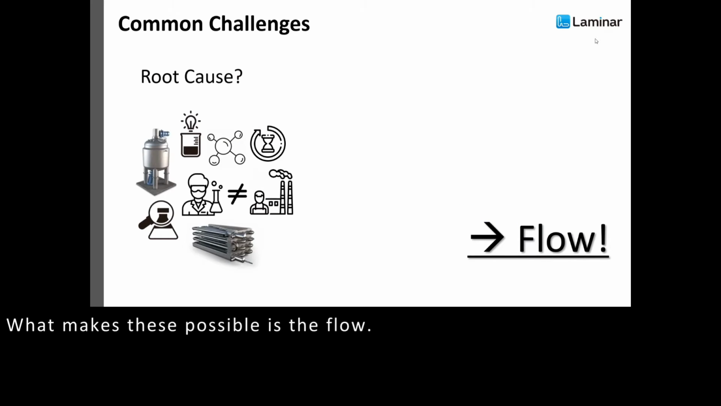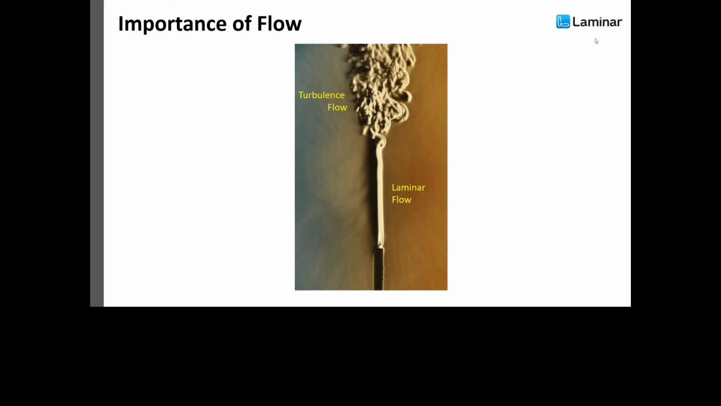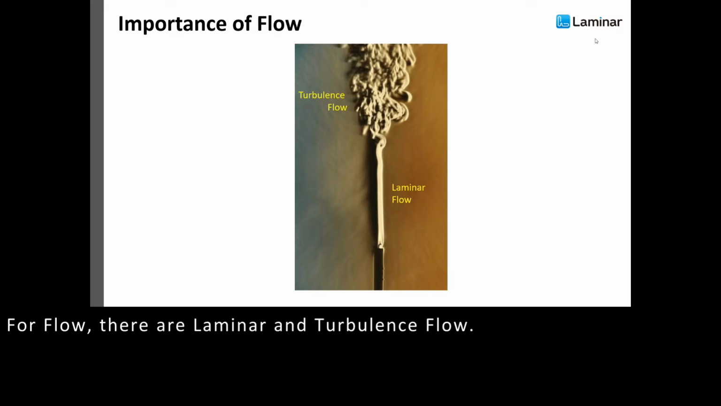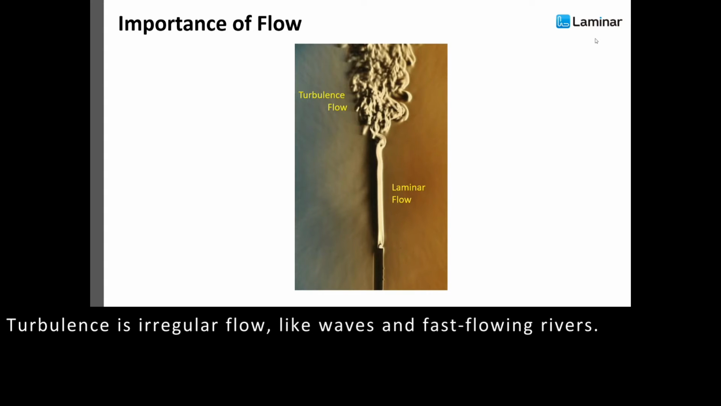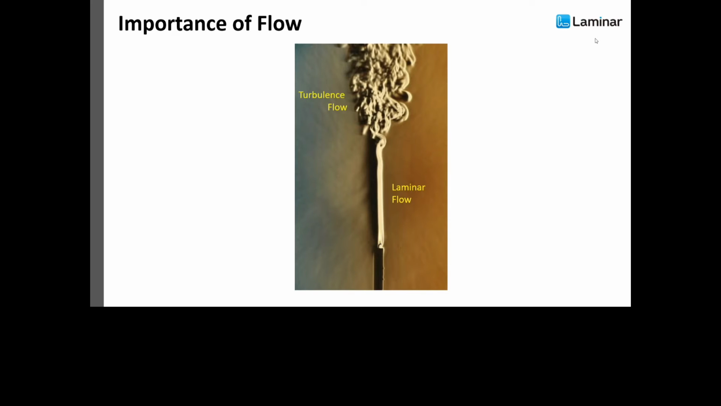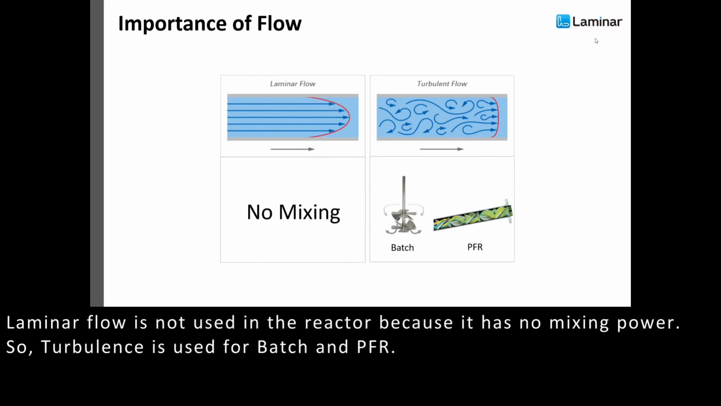What makes this possible is the flow. For flow, there are laminar and turbulence flow. As you can see in the picture of the candle, the laminar is a straight flow without being disturbed. Turbulence is irregular flow like waves and fast-flowing rivers. Laminar flow is not used in the reactor because it has no mixing power. So turbulence is used for batch and PFR.